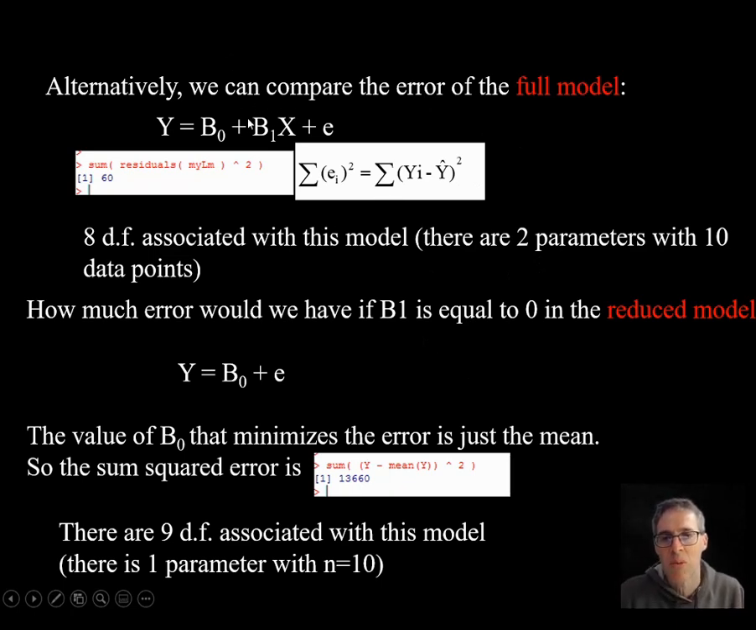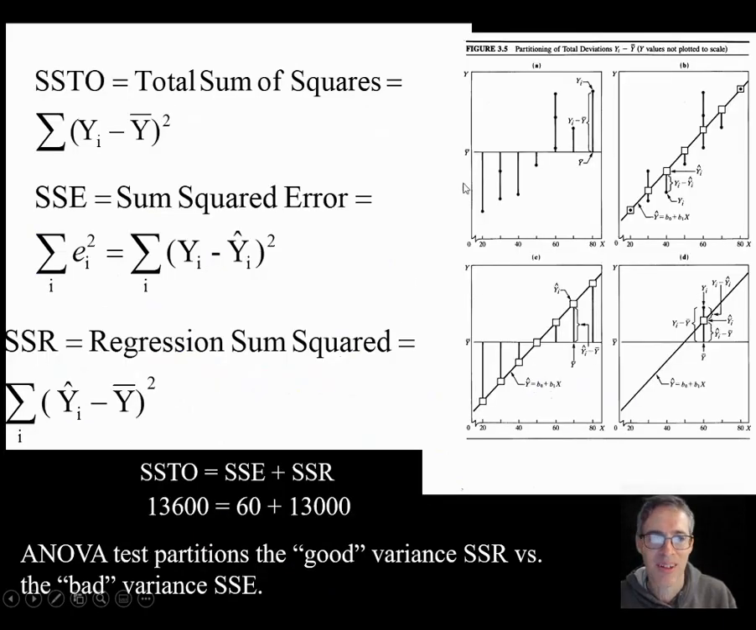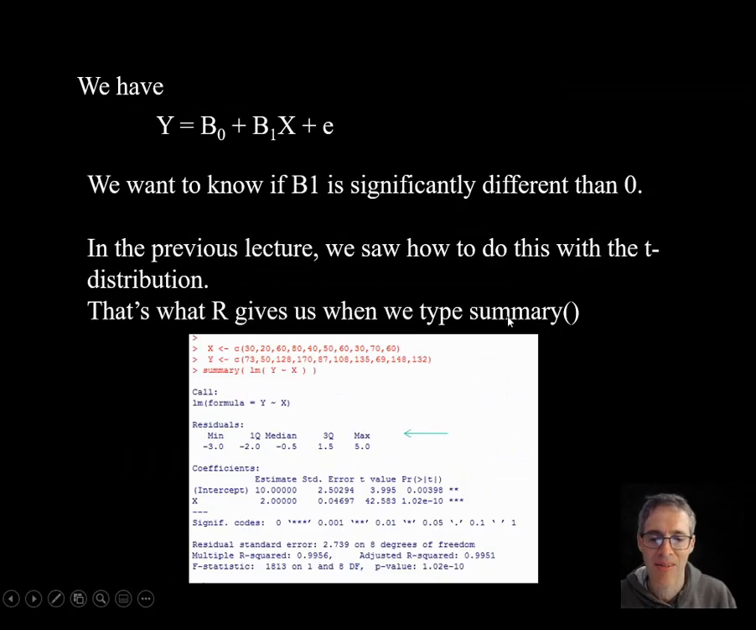We're interested in this B1, right? So we say, well, what if this is 0? Our null hypothesis is that this is 0. So let's just make it 0. We now get a reduced model, and this reduced model is the one parameter model. It's this model, right? The only parameter we have is the average.